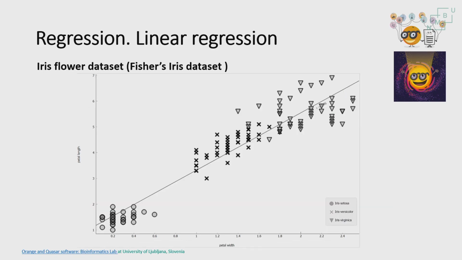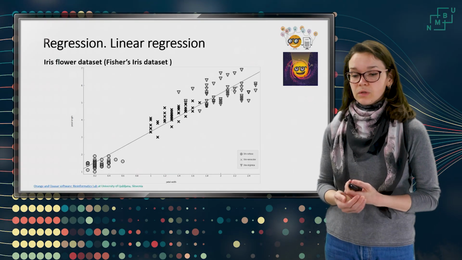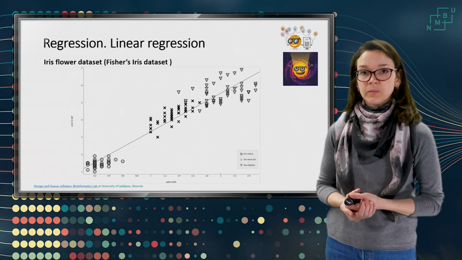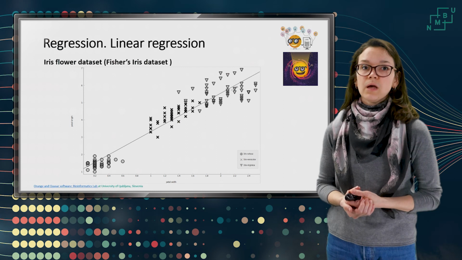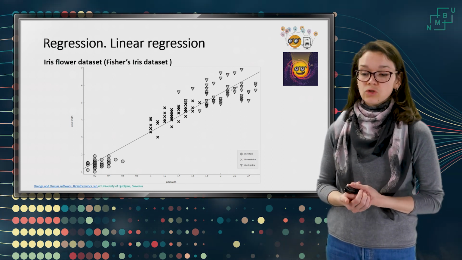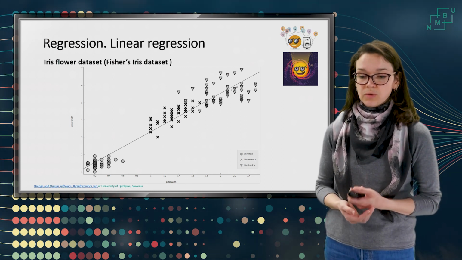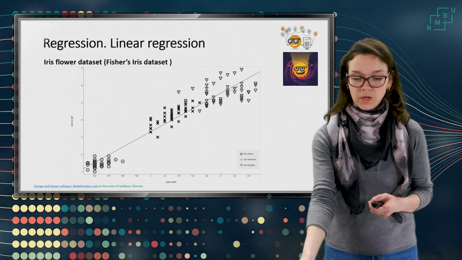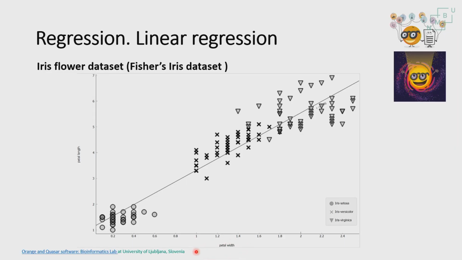Regression is a different problem we can consider for this data set. For example, regression allows approximating the dependencies in the data. For example, here it shows how petal length depends on petal width. So the petal width is along the x-axis and petal length along the y-axis, and the regression line here represents how well the data is correlated to each other.